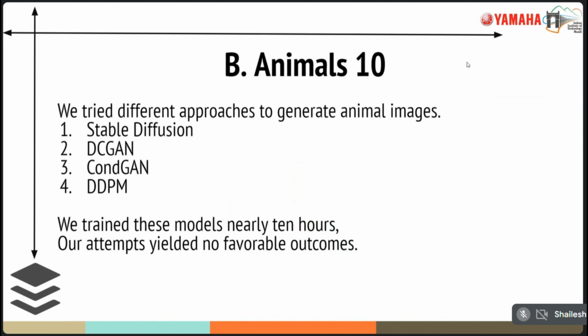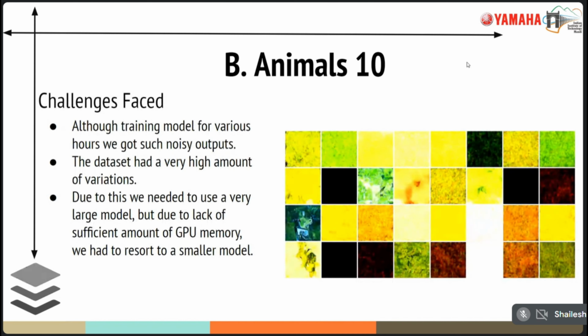So coming to the animal dataset, we have used various models for training on it because this dataset had very few images and very complex images which had various varieties in it. The 4 models which were used were Stable Diffusion, DC GAN, Conditional GAN, and DDPM. We trained these models for nearly 10 hours. Our attempts yielded no favorable outcomes.